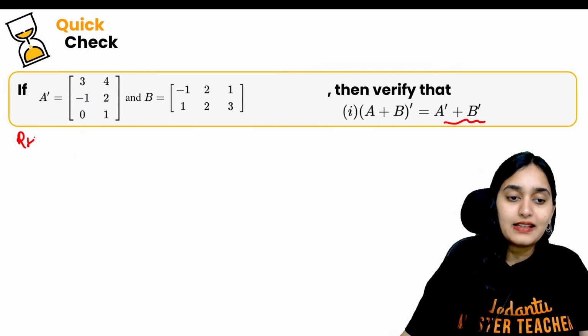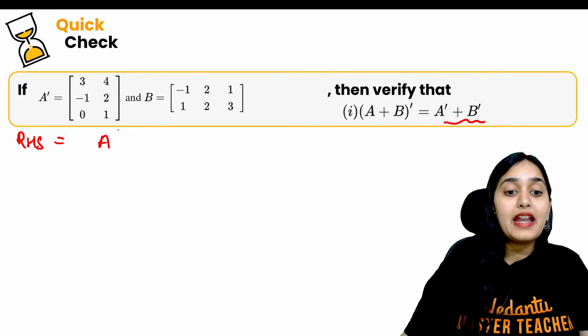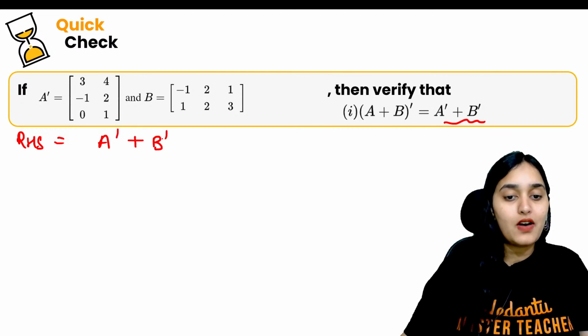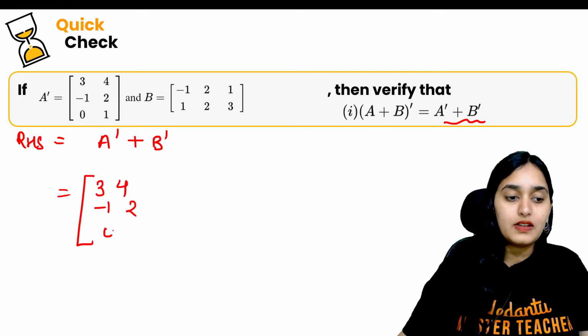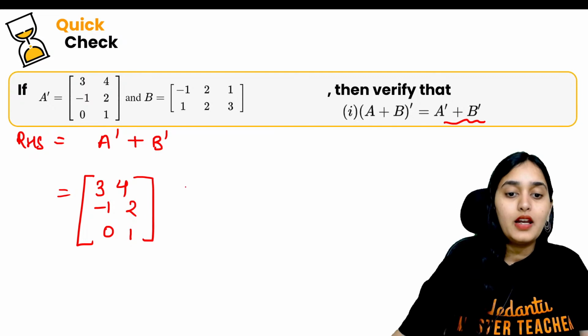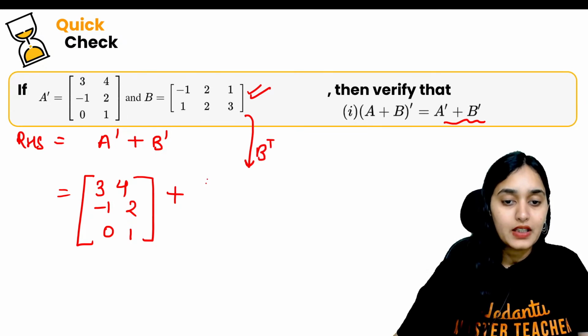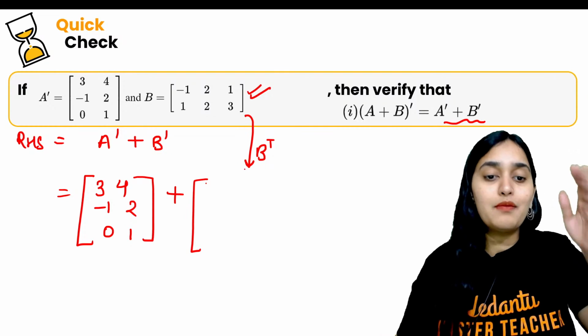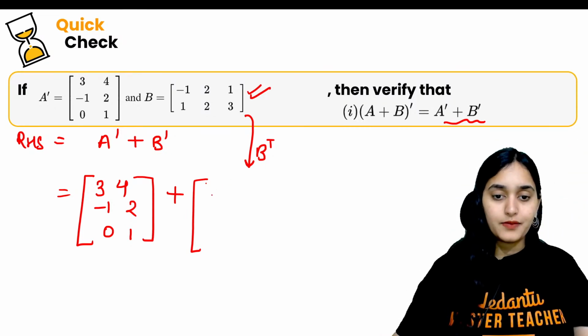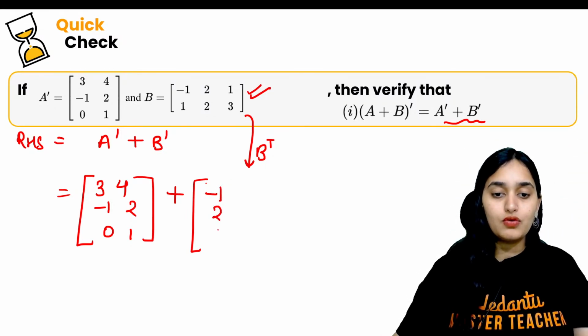So our right hand side is basically A transpose plus B transpose. A transpose is 3, 4, -1, 2, 0, 1. And what about B transpose? Since this is the B matrix, B transpose will be obtained by simply making the rows the columns. So it will become -1, 2, 1, 1, 2, 3.